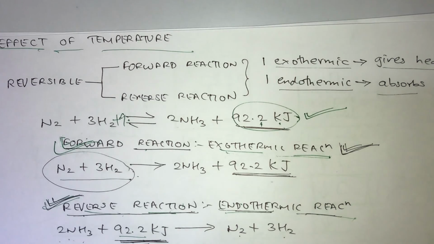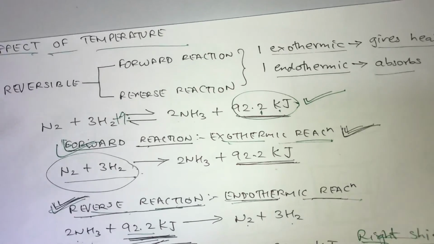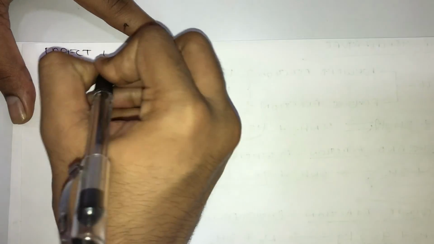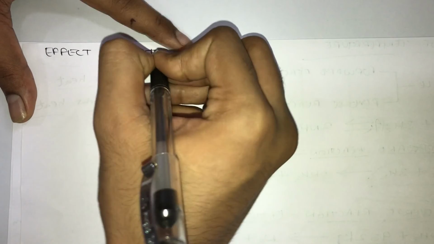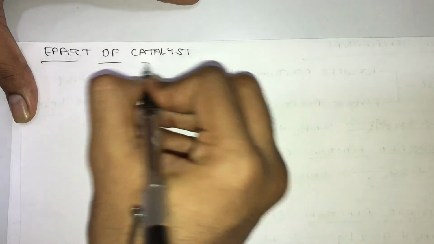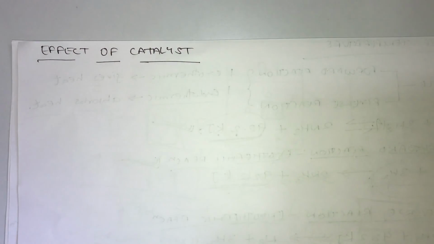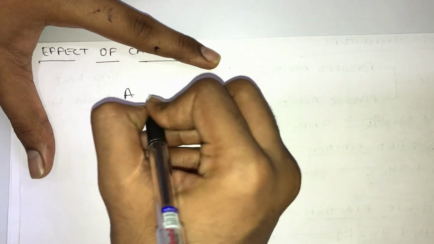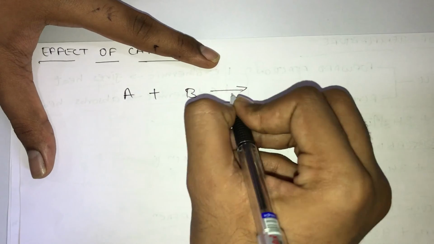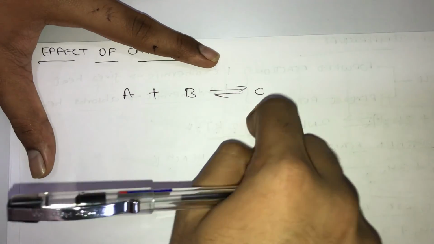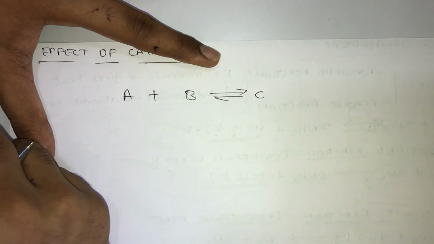Now, although the catalyst has no role, two questions are asked and students make a mistake over here. So let us understand the effect of catalyst on a reaction. Let's say you have any reaction A reacting with B to give you C, and C reacts again back to give you A and B.